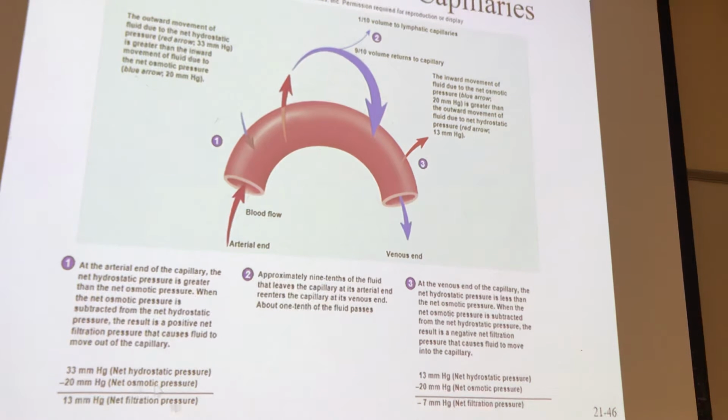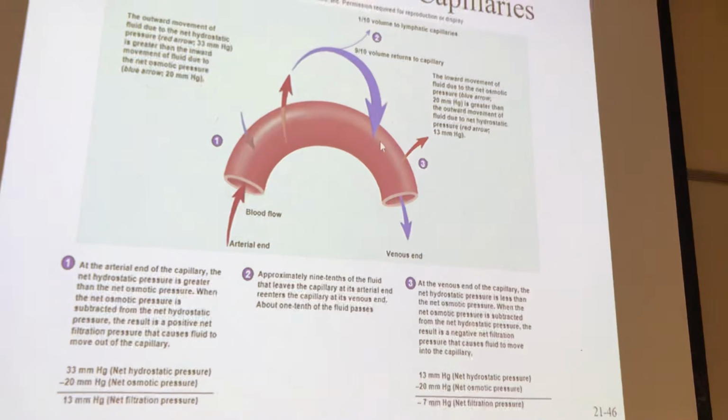Here, we see that it's 13 millimeters at the start and arterial end. That means that because of blood pressure, we drive that water out of the capillary. And then, as the blood pressure starts to drop, it's almost become a suctioning force, right? That suctioning force allows you to drive in 7 millimeters of water back in.